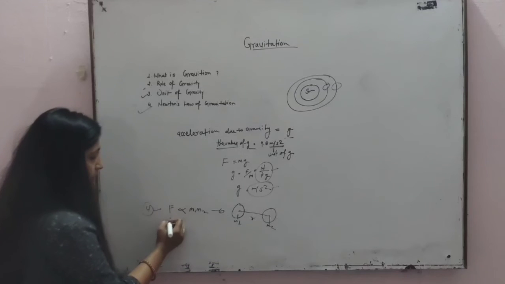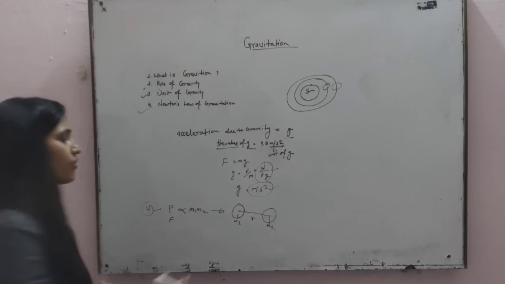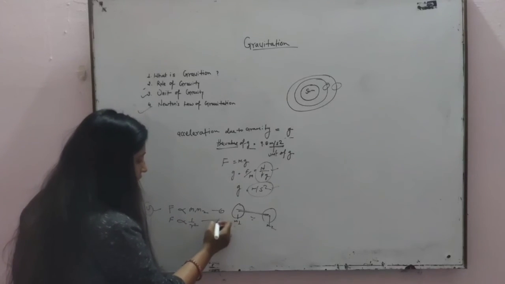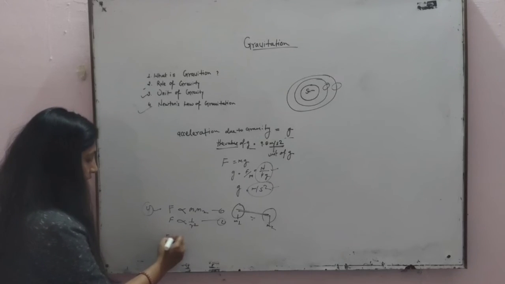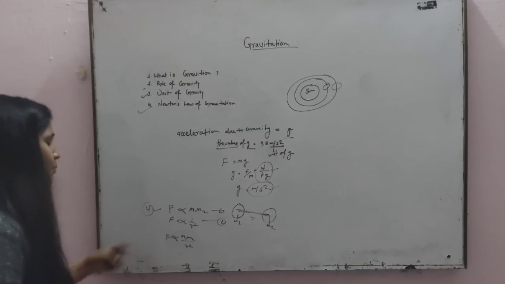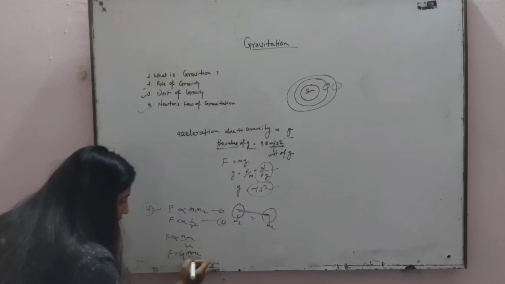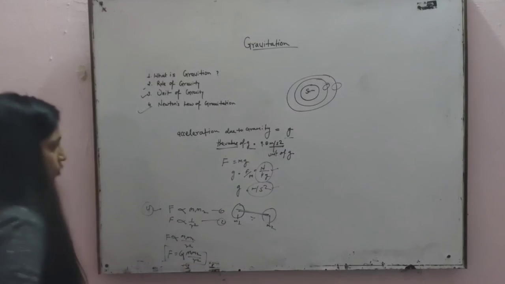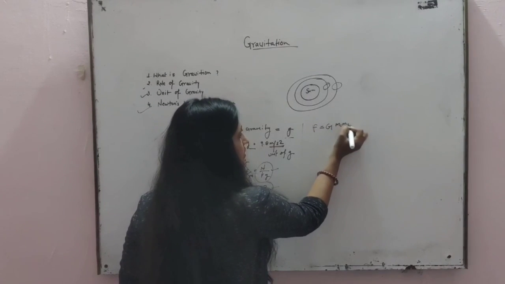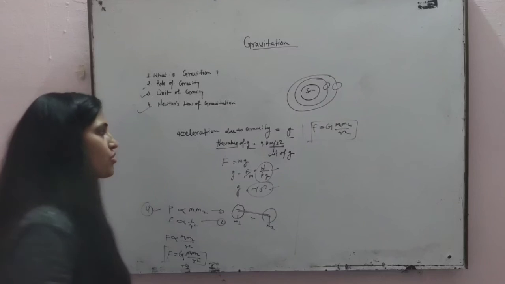This is the first equation, and the second is that the gravitational force is inversely proportional to the square of their distance, meaning F is proportional to 1 upon r square. Combining these two, we get F is proportional to m1 m2 upon r square. After removing the proportionality, we get F = G m1 m2 upon r square. With the help of this formula, we can calculate the force of gravitation.